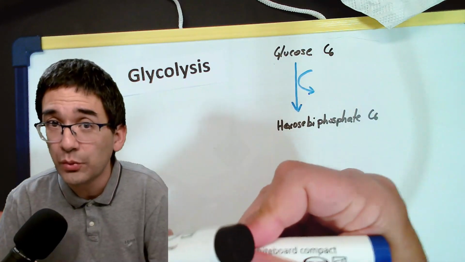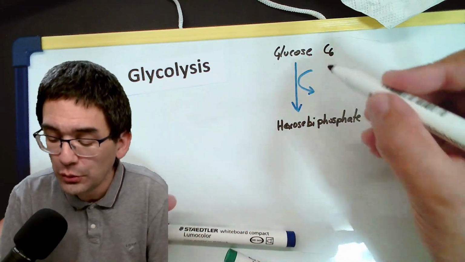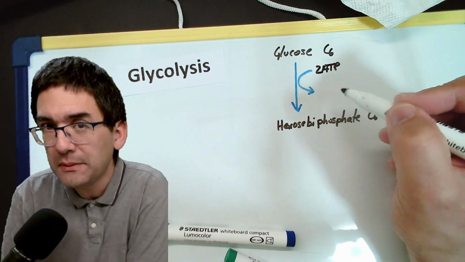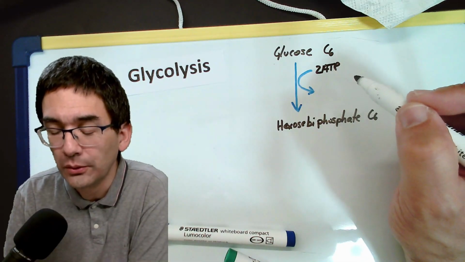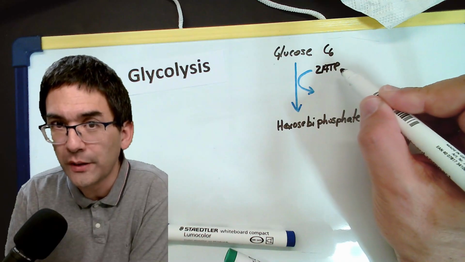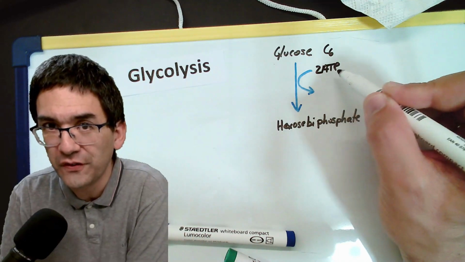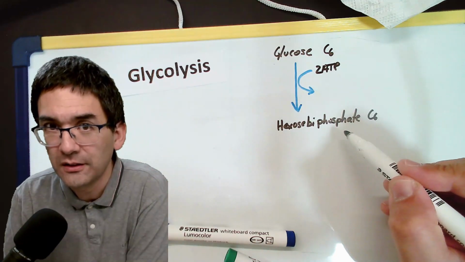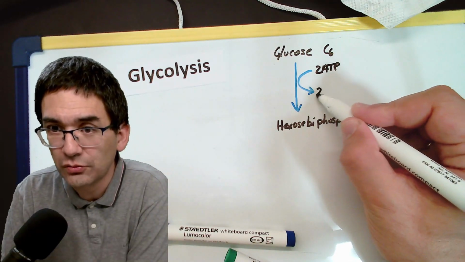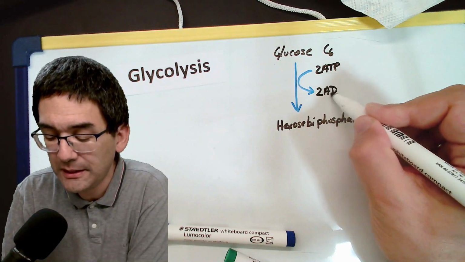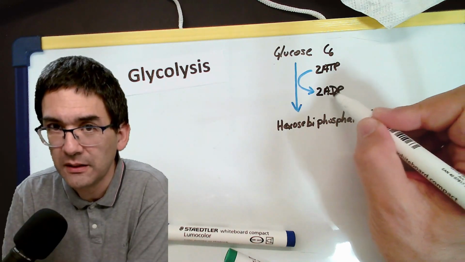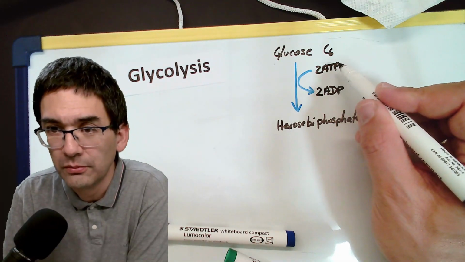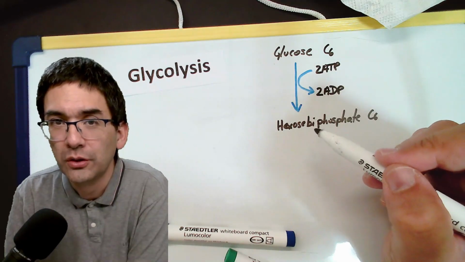And what we're doing now is we're adding the energy of 2 ATP molecules. ATP is an energy carrying molecule. We're transferring two phosphates, one phosphate from each ATP to the glucose to make hexose biphosphate. And in the process we're making as a result 2 ADP, adenosine diphosphate, and this is adenosine triphosphate. So two phosphates have been transferred to the glucose to make this.